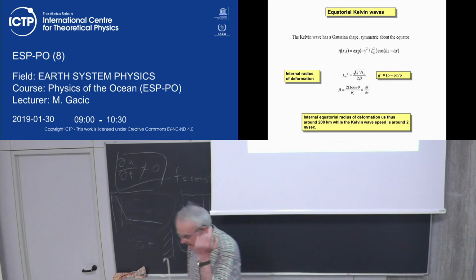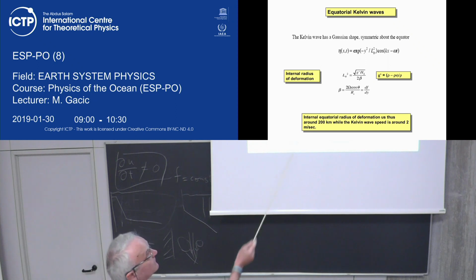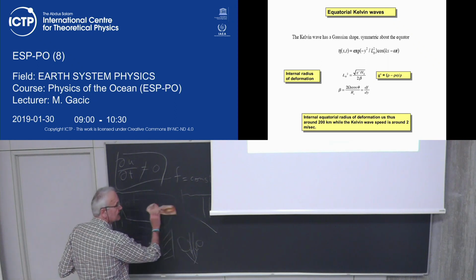As I mentioned before, and we showed this in a qualitative way, we also have equatorial Kelvin waves, which are due to the change of sign of F passing over the equator. So there is no change in absolute terms, only a change in the sign, and essentially the mechanism is very similar.